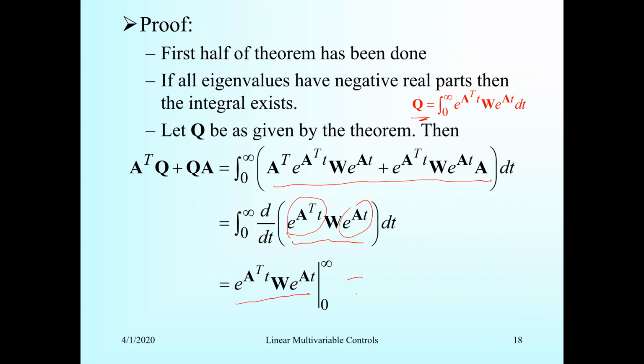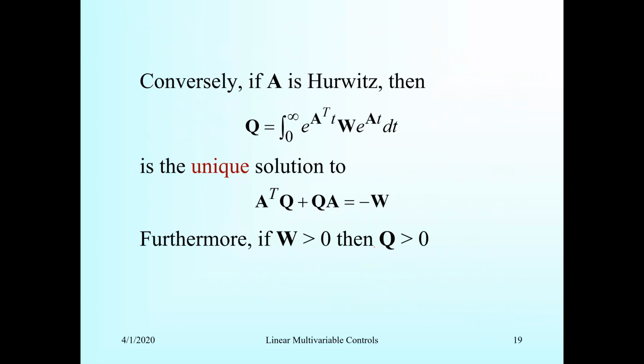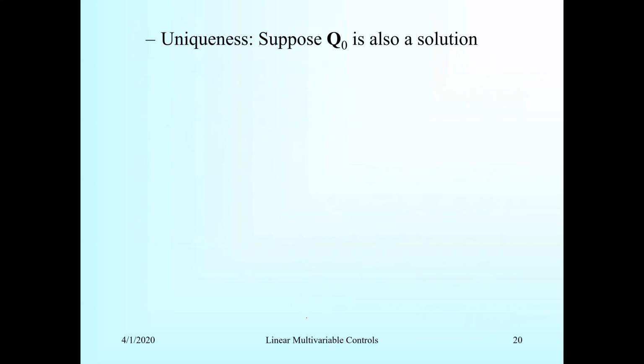This will give you minus W, because when t is 0, this is I. So this is minus. But if you put infinity in here, because eigenvalues here are negative, not zero, not on the imaginary axis, therefore these terms will be 0. So it's 0 minus W, okay? 0 minus W, done. So we have argued that. So this is true, okay?